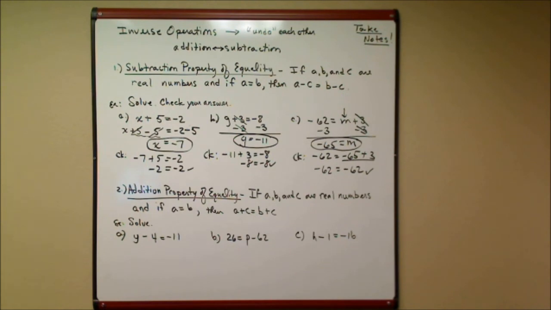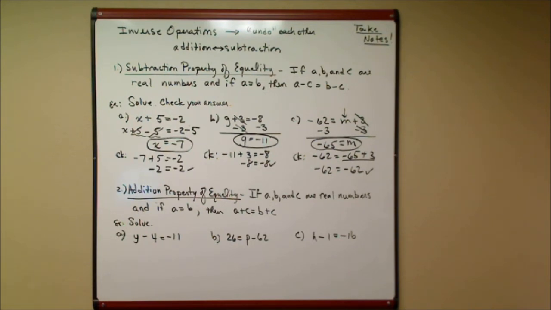I tell students sometimes, think of a balance or scales. If you have equilibrium, if you have the two sides perfectly balanced, and then you add the same amount of weights to both sides of the scales, it stays balanced. You keep that equilibrium, you keep equality. So I'm going to use that idea to work these examples out here.